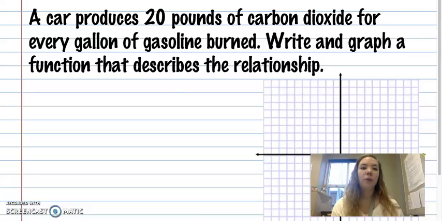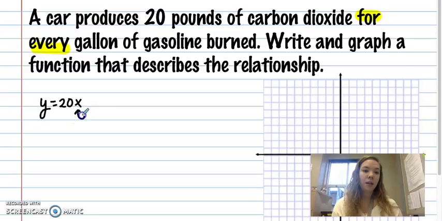Okay, when you are writing functions, your number is typically your slope, but what confirms it's our slope is that it says for every gallon. Sometimes it'll say for every, for each, or per. All of those words mean that it's your slope because it's going to happen every single time you burn a gallon of gasoline or every single time you do something. So this is going to be y equals 20x.